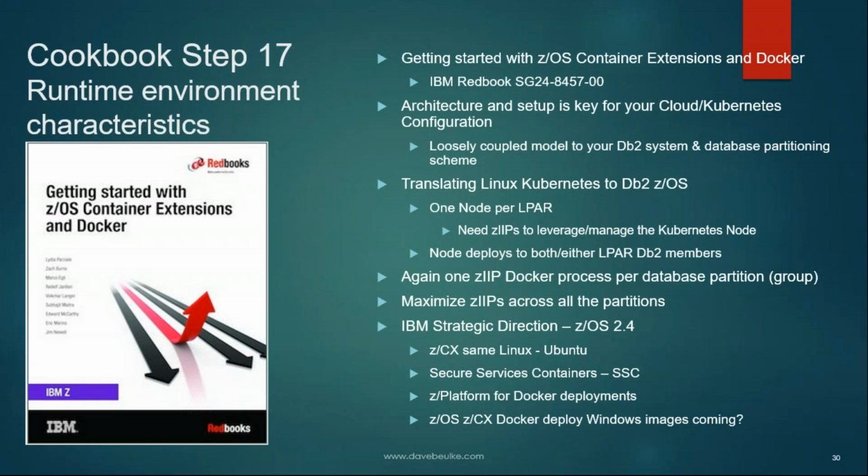One of the things that they highly recommend is having one zIIP processor for the Docker process itself, and one per database per process that's going on. So you'll have a major node for the LPAR, and then you'll deploy Docker images to that underlying node within your Kubernetes type of deployment.